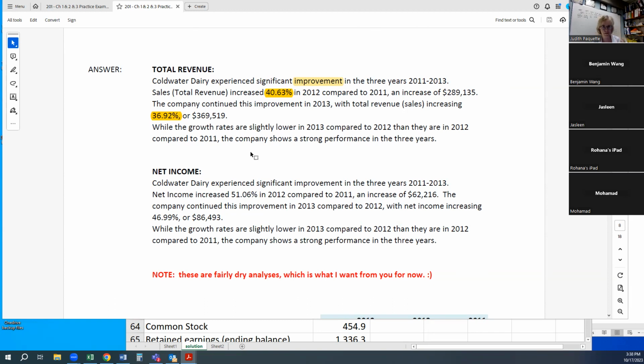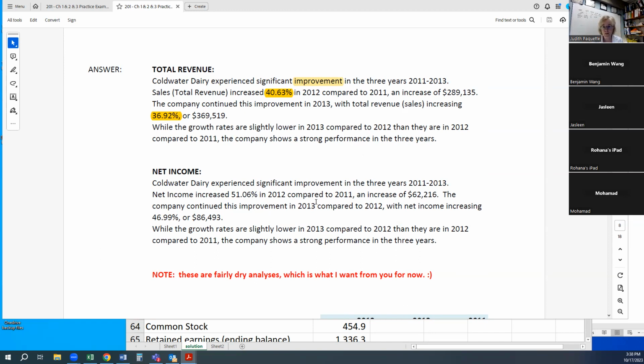And so if you want to look at both, the conclusion statement for this sales revenue is, well, the growth rates are slightly lower, but they're still very strong performance here. Okay. So it's a dry analysis. It's not real exciting. Of course, if that were your money, you'd be pretty excited, but I want to get you into this mindset of seeing the 3-year trend and being able to calculate the percent change and the dollar change, and then comment on it.